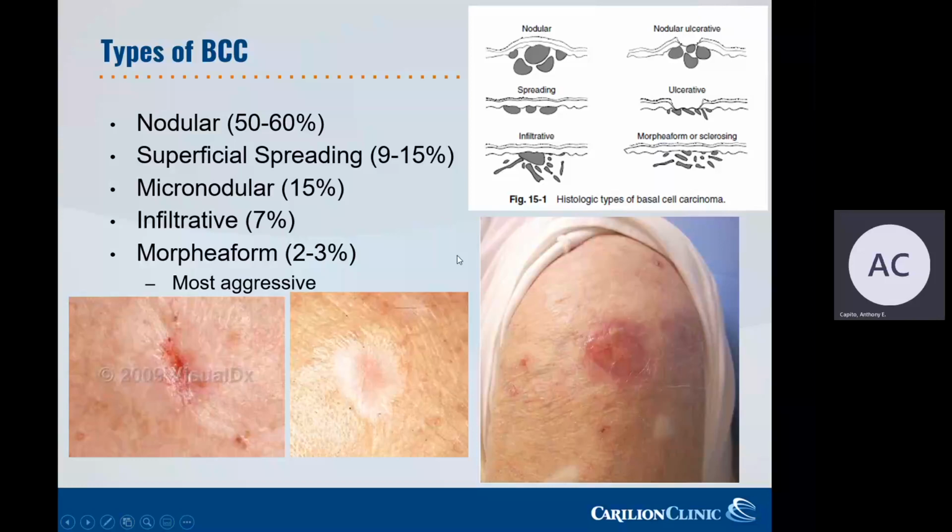There's micronodular, that's more based on the pathology. And then these are more aggressive. There's infiltrative and morpheoform. Morpheoform is more scar-like. These are very hard to get good margins because the tissue blends in very closely with the malignancy. They are the most aggressive, and these are the ones that I will typically send for Mohs surgery if we have that subtype on our biopsy.